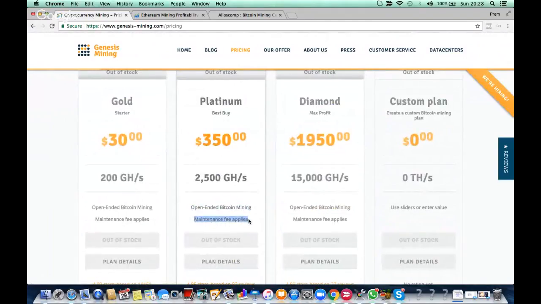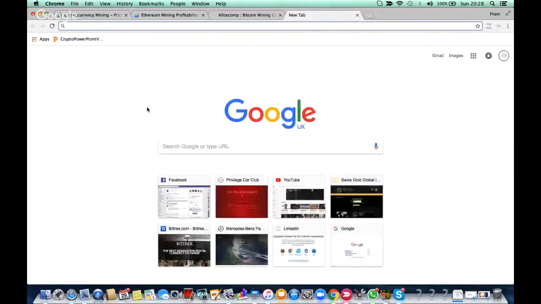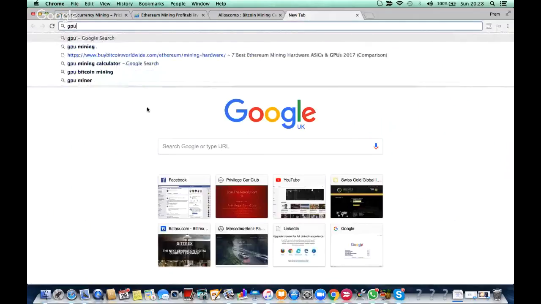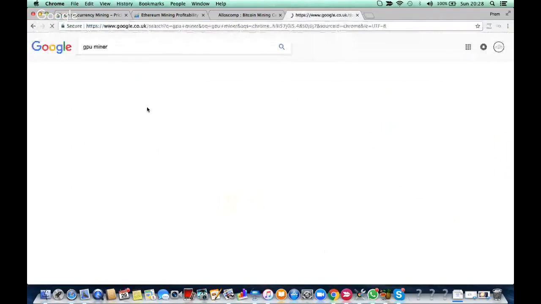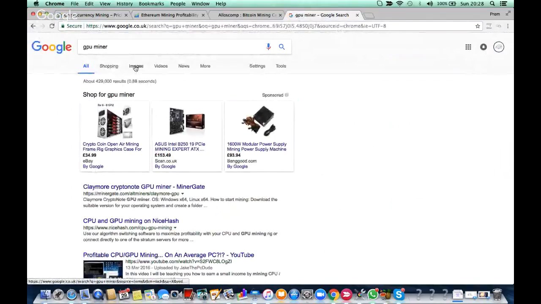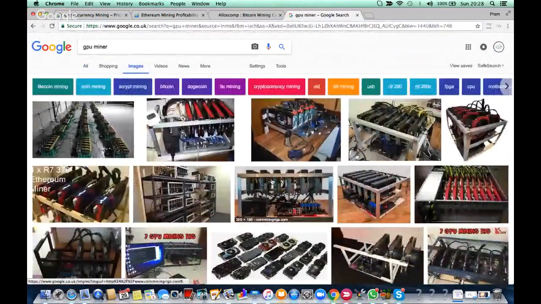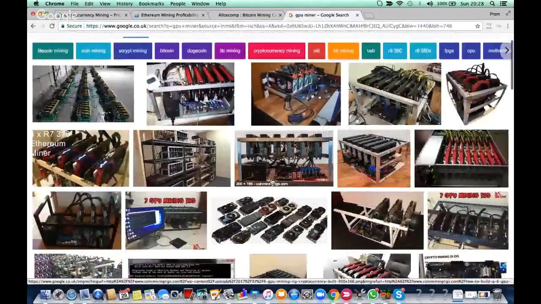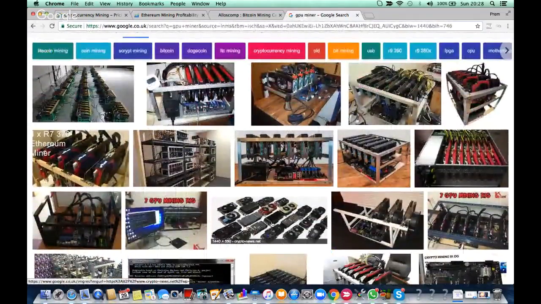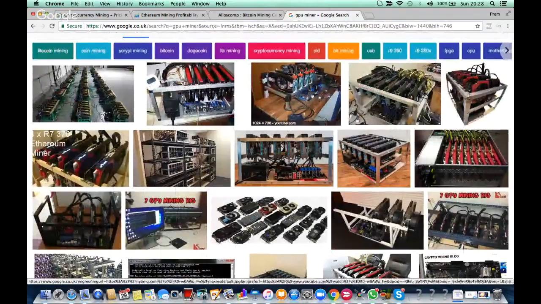What does that mean? Well, it's very simple. Let's Google search it, right? So I'm going to Google search GPU miner, and I'm going to click on images, okay? So these are all the different GPU miners. This is just a regular graphics processing unit, one of these little narrow boxes in here. You would have them in your Xbox, you'd have them in your PlayStation.